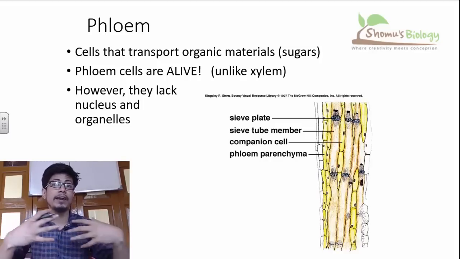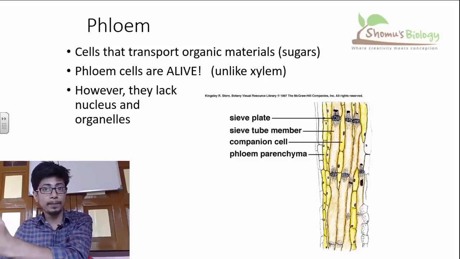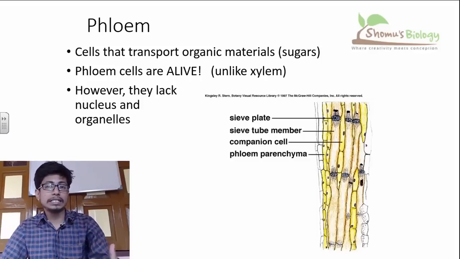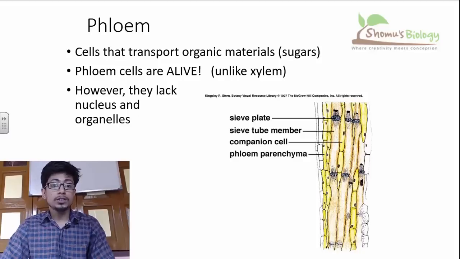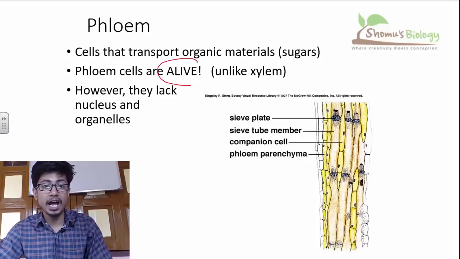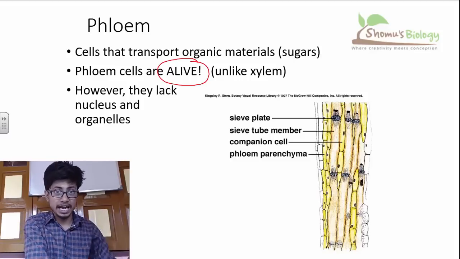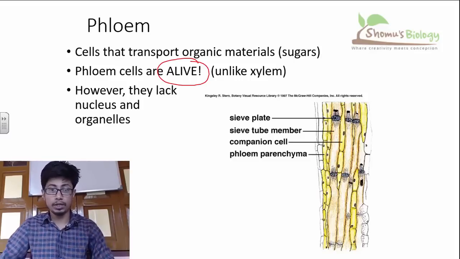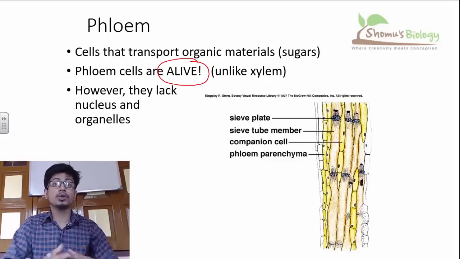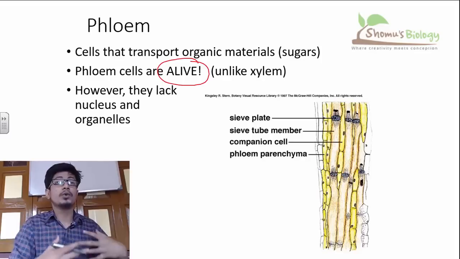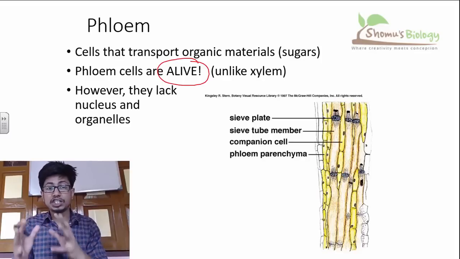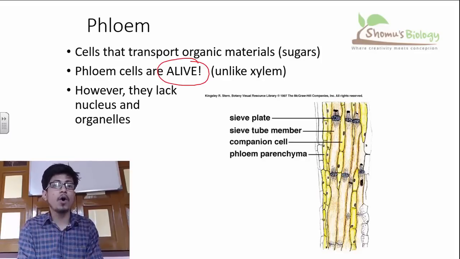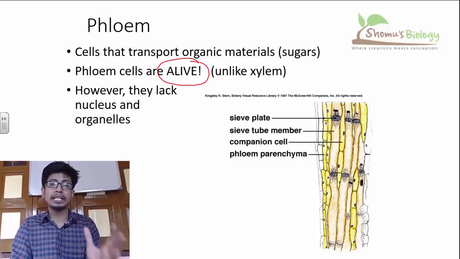The second type of vascular tissue is phloem, and phloem is also very important because it has the function of carrying dissolved sugar from the plant leaves through all the cells of the plant body. So phloem cells transport the sugar, and phloem cells are alive, unlike the xylem cells. In this case they lack a nucleus and other organelles, because those things are not required for their function.